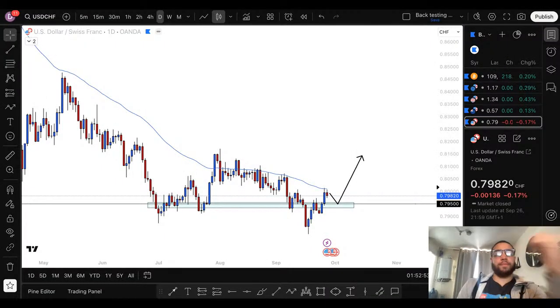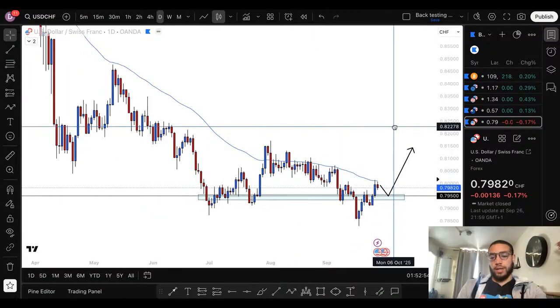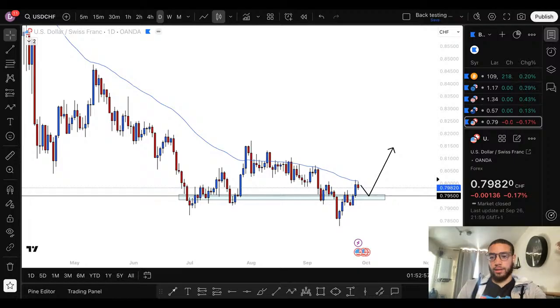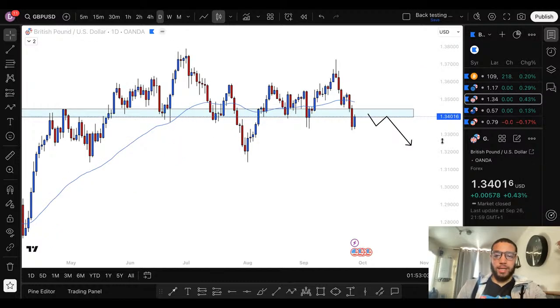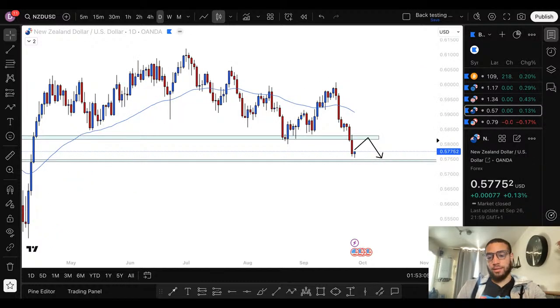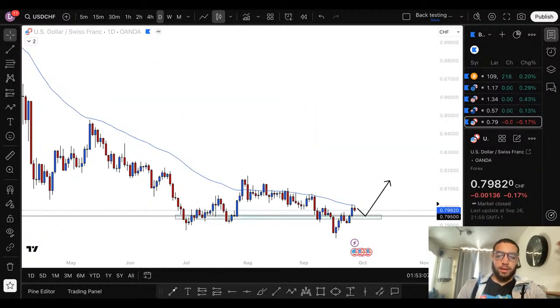So, let me load up the markets. So we've got, is it sharing? Yeah. So we can see these are my markets selected for the week. It's currently 28th of September. Euro USD, GBP USD, NZD USD, USD CHF.